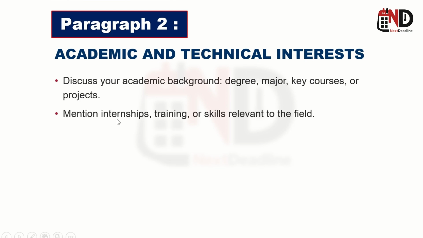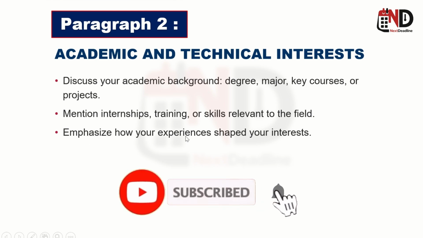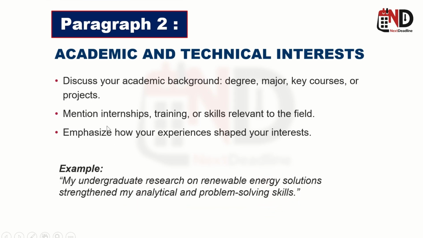It must also mention your internship, your training, or skills relevant to the field. So you also mention your internships, your training, or skills that are relevant to the field you are applying to, or the course, or the scholarship. It must also emphasize how your experience shaped your interest. The experience, that is your internship, your training, your skills, your course of study, how it has shaped your interest in the particular scholarship or the course you are applying to. So let's look at an example.